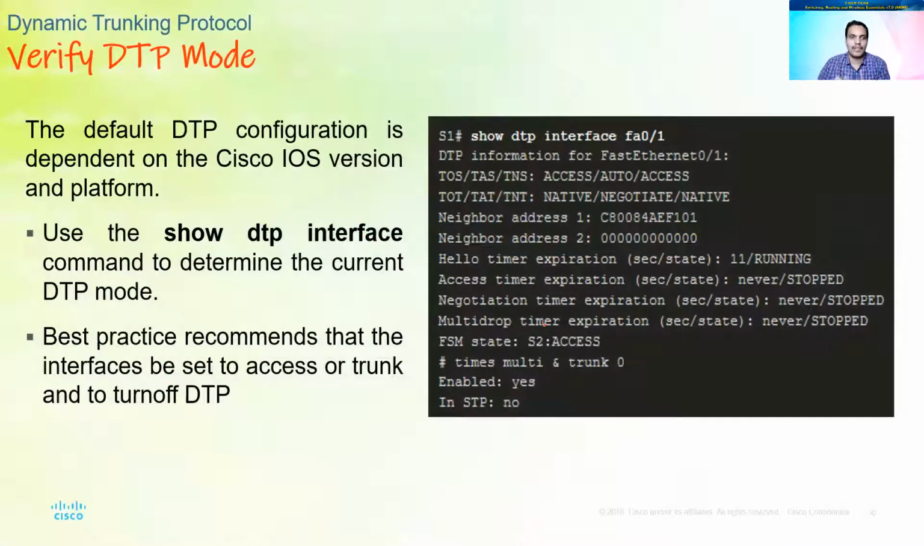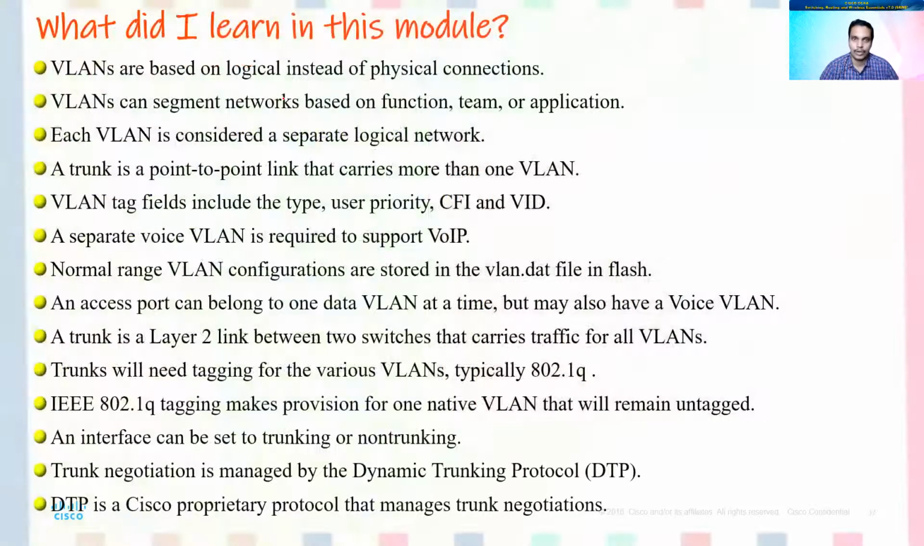Okay, so the default DTP configuration is dependent on the Cisco IOS version. If you want to find out what version you are using, you can simply type in the command show dtp interface fa0/1. As I said, in some cases you have to disable the DTP mode, but you can simply put in switchport nonegotiate. That will automatically disable the DTP auto negotiation.